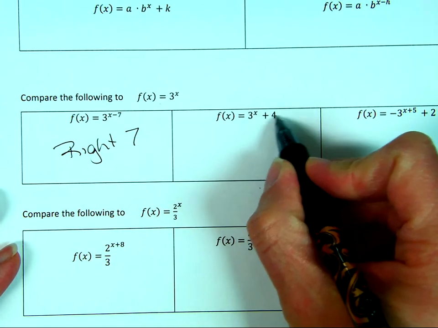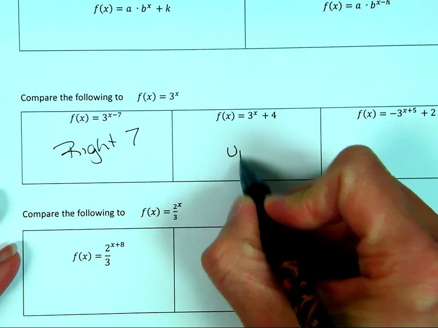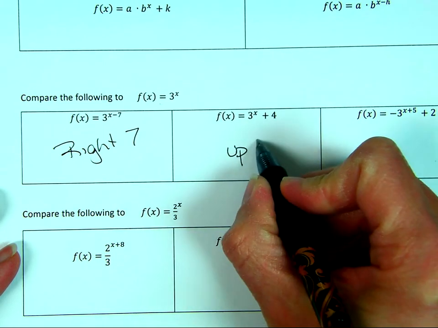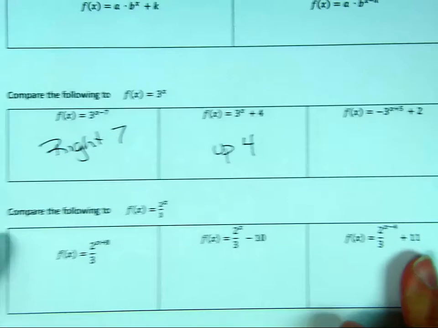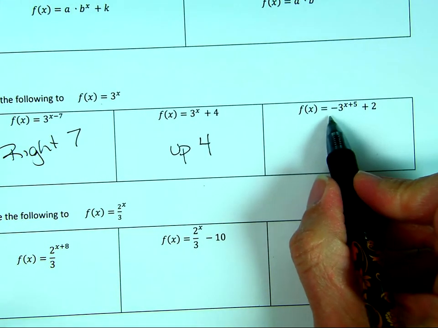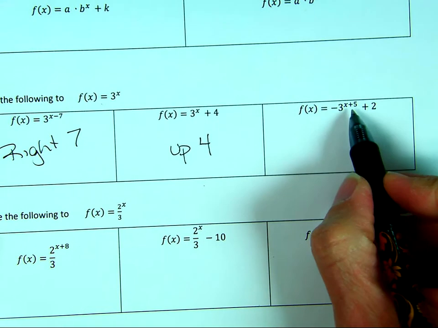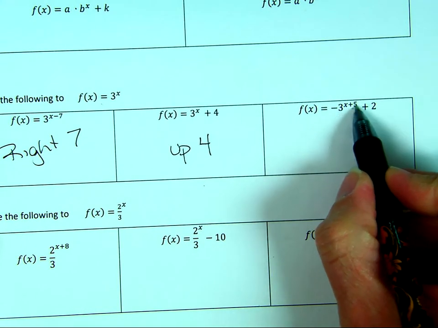This 4 is not up in the exponent. So this tells us it's an up or down. Because it's plus 4, I know it moved up 4. This negative right here, I shouldn't have put that there because we're not supposed to talk about that. We're not going to talk about that right now. But we're just going to talk about what these guys do.